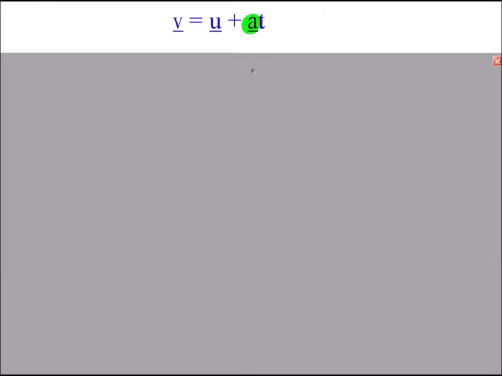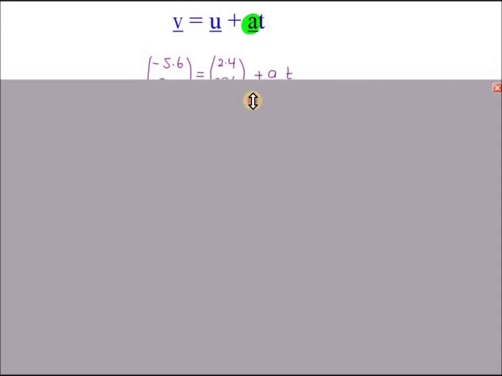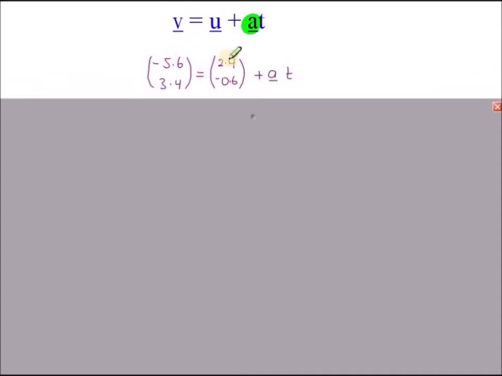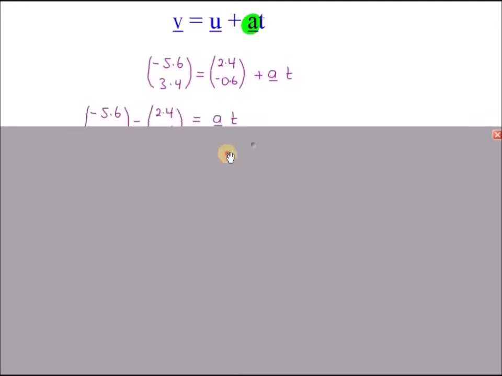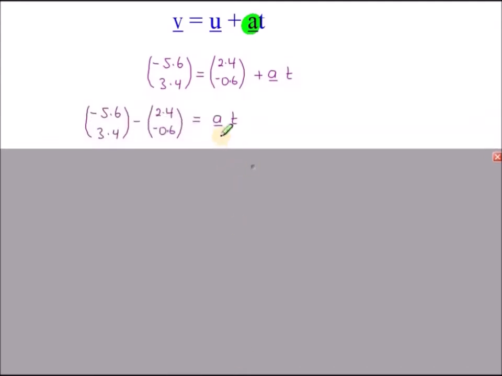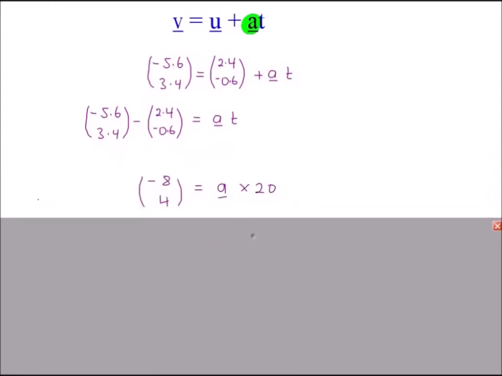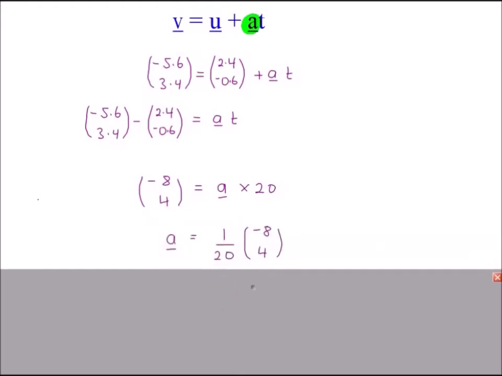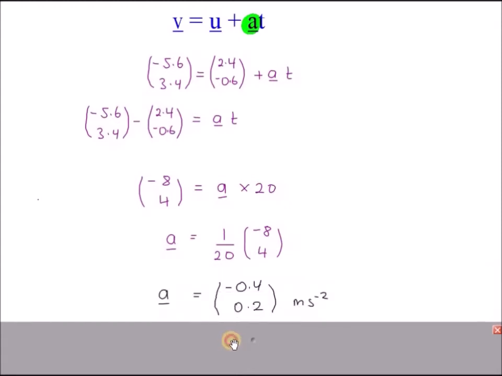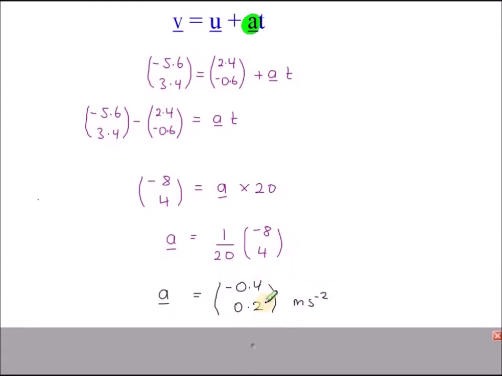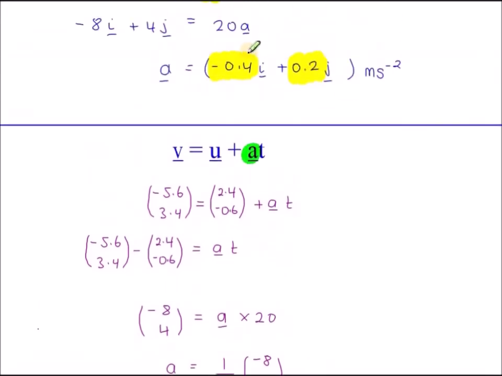Now the same problem done using column vectors will have the following working out. So this is just v equals u plus at, rearranging, simplifying, t is equal to 20, and then we can divide both of these by 20, or we can multiply by 1/20th, which does the same thing, and then this scalar quantity will multiply our vector here, so both the x and the y components are multiplied by 1/20th, and we get this. And these numbers here are exactly the same as what we have here.